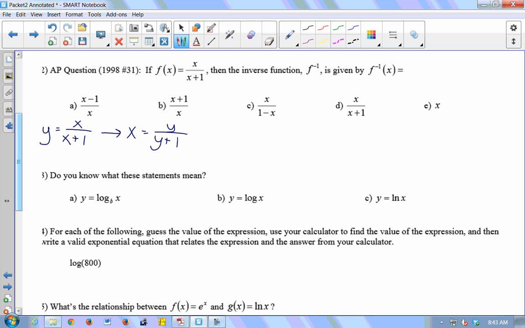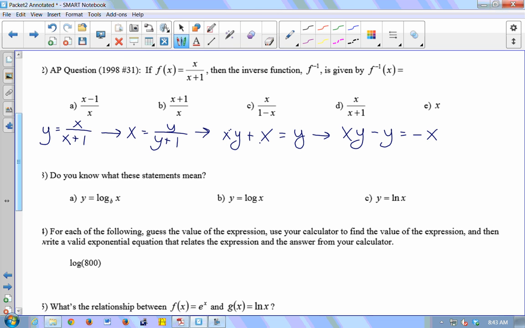So let's see. Just going to do some algebra here. I've got xy plus x equals y. Just multiplied both sides by y plus 1. Now I'm going to gather any term that has a y in it on one side and any non-y terms on the other. So I'm going to subtract y from both sides. And subtract x from both sides.